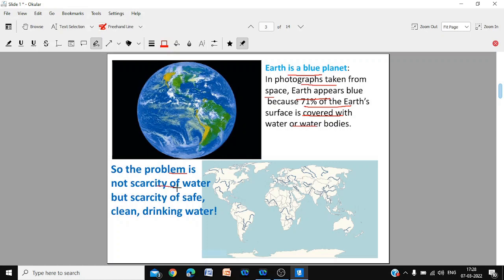We have plenty of water. Then what is the problem? It is a scarcity of safe, clean drinking water. You can see in the map how much water is there. But still, it is not the scarcity of water, but the scarcity of safe, clean drinking water.